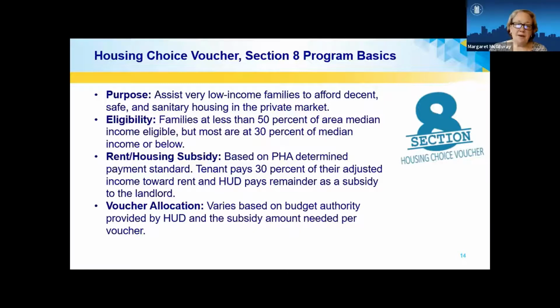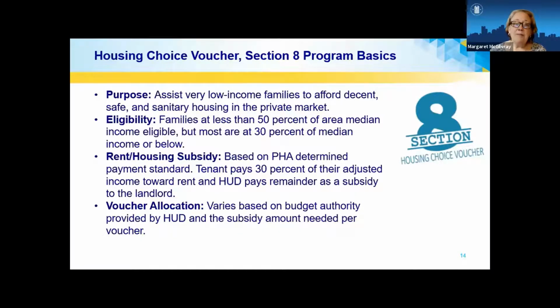Once their name does come up to the top of the list, they're advised of the unit size or the bedroom sizes for which they qualify based on their family size and composition. Then the PHAs establish a payment standard, which is basically based on the amount of rent needed for a moderately priced unit in their local market. And then this payment standard is used to help calculate the amount of housing assistance a family will receive.